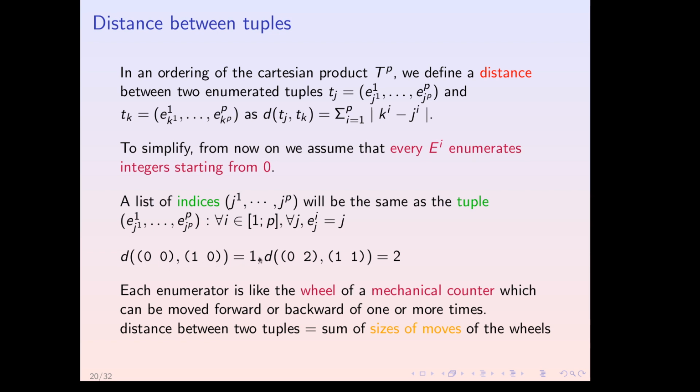Between here and here I have distance 1 because I have distance 1 for the first component and 0 for the second component. Between these two tuples I have distance 2 because here I have distance 1 for the first component and distance 1 for the second component. 1 plus 1 gives 2. You have to see each enumerator of the product like a wheel of a mechanical counter, which can be moved forward or backwards one or more times, and the distance between two tuples is the number of moves, or the sum of the size of the moves of the wheels to reach the next configuration.